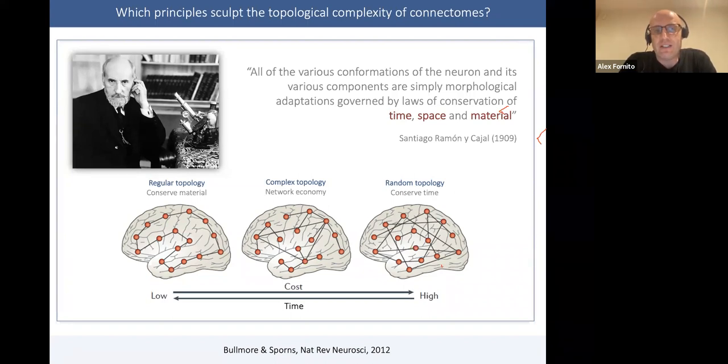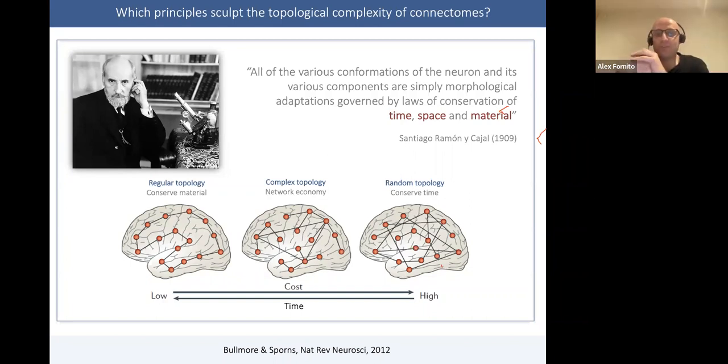And so it really suggests that Cajal's conservation laws are in somewhat of an opposition to each other. There's a bit of a trade-off. We can conserve space and material on the one hand, time on the other, and really the job for nervous systems has been how to negotiate these trade-offs.